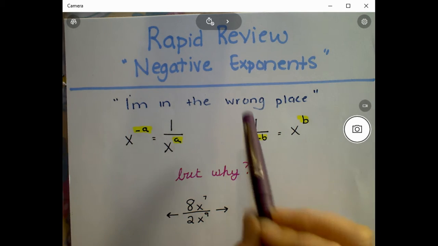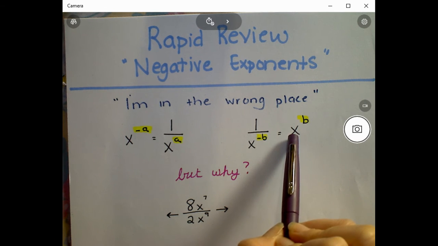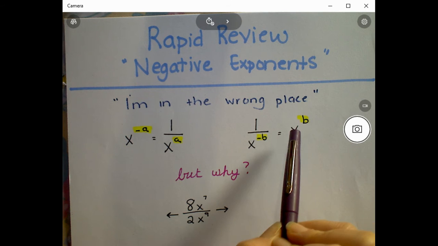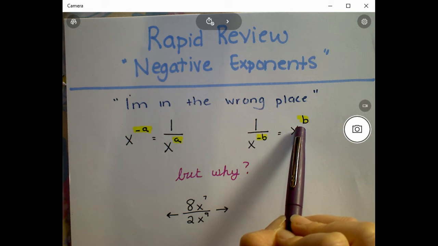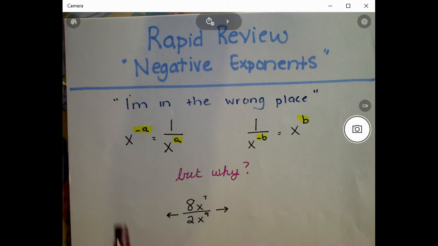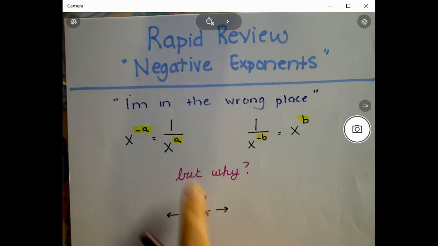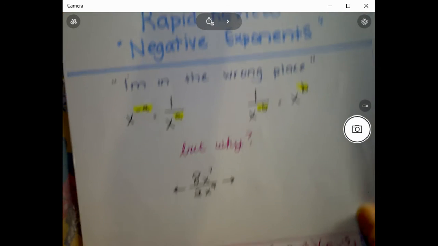Or, similarly, if you have a negative exponent in the denominator, the rule is that it moves up to the numerator. Just the exponent is all that matters. If the number or coefficients or whatever were negative, that doesn't matter. It's the exponent being negative that means that. But why? Well, I'll tell you.